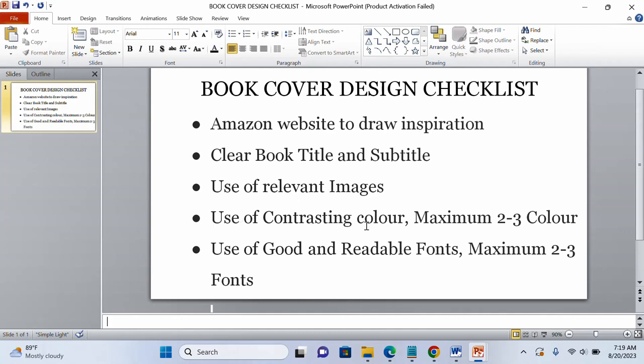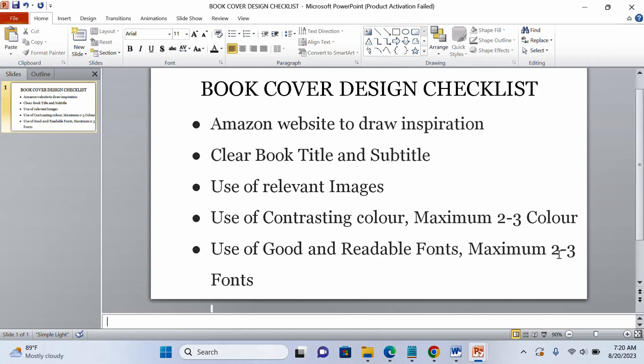You can use contrasting colors. The colors you use on your book cover should pop out and bring out everything you want to put in terms of font, background, or the images you are going to use. You can also use good, readable fonts, fonts that somebody can read. A customer, once he sees your book from a far distance, should be able to read it. The maximum fonts you can use for your book should not be more than 3. Mostly I use 2 for my books.